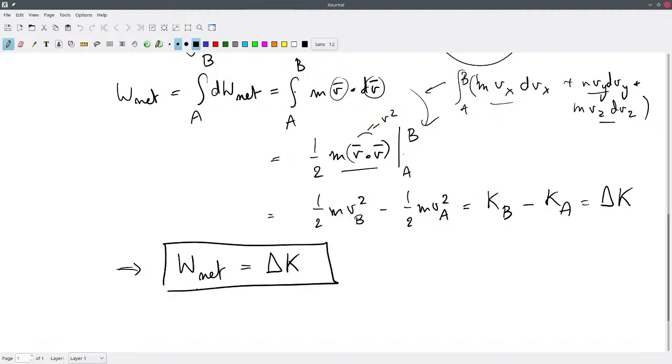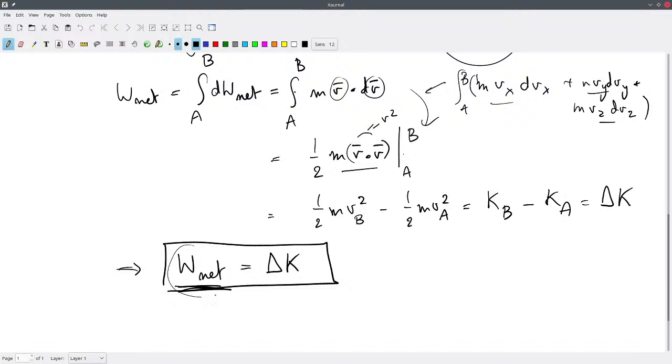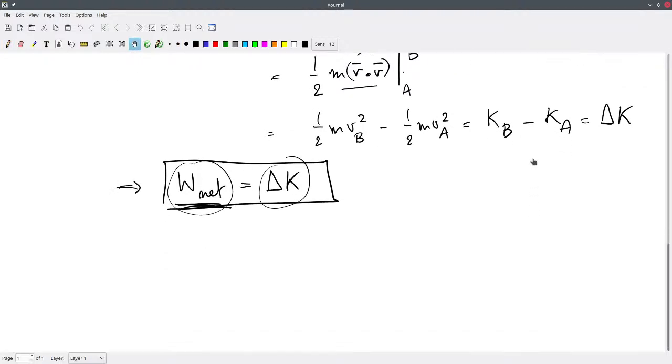If a force does work on a system, in other words, if that force transfers energy to that object or to that system, then the amount of energy that is added to the system will be the change in kinetic energy. If the energy is added to the system, the kinetic energy will go up. If energy is removed from the system, or the net work by a force is negative, then the kinetic energy will go down. And now you might wonder, well, why would we want to use this?